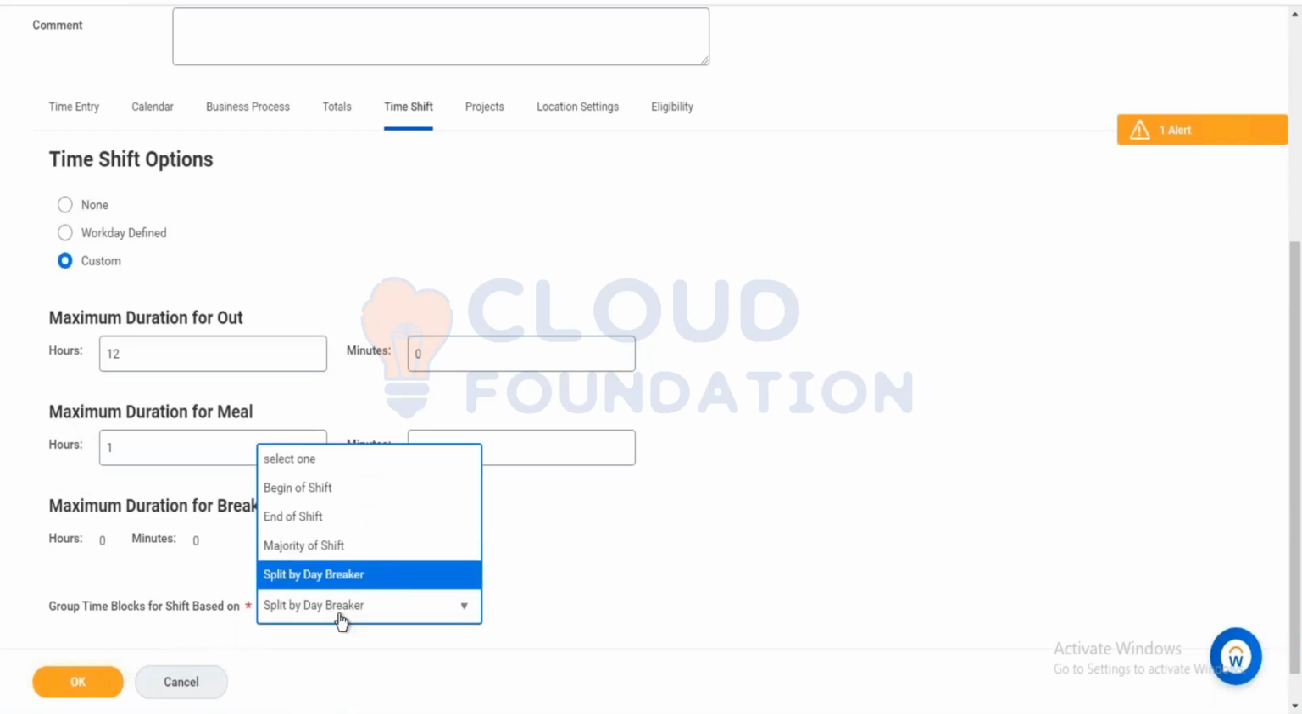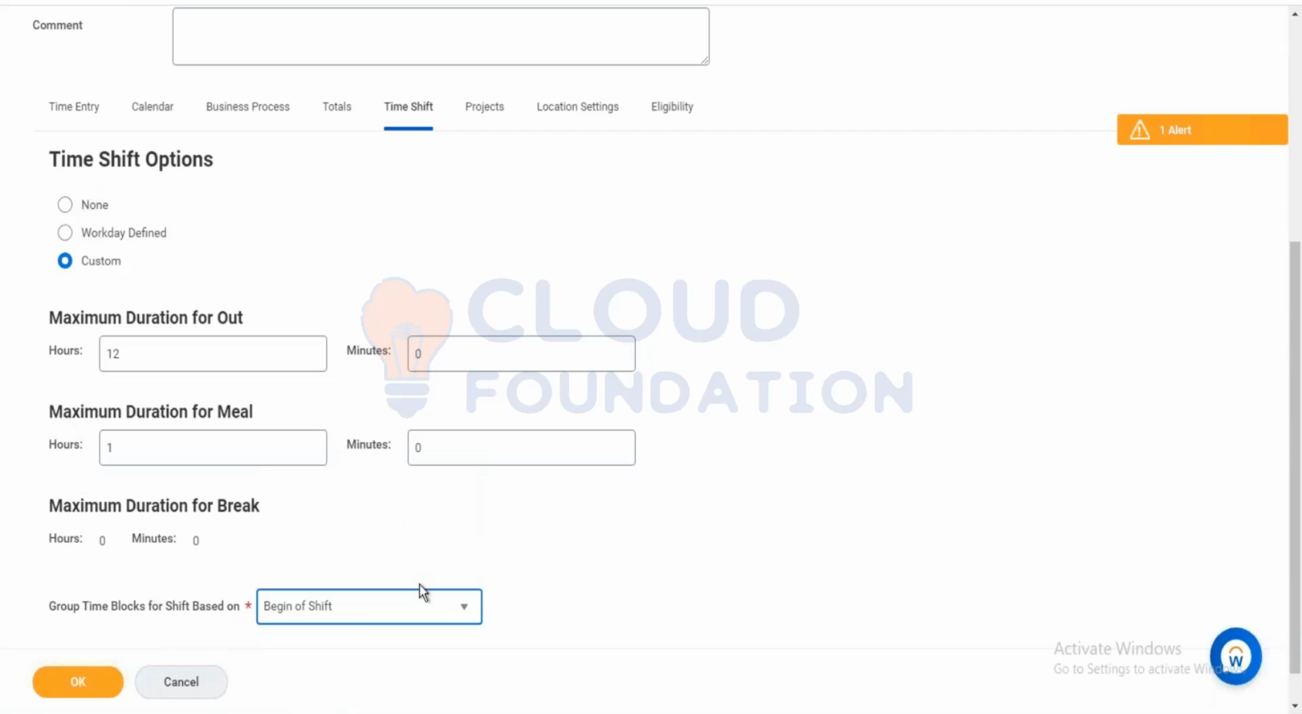Now, the group time blocks for shift base will always look at the calculations based on the way you have created it. If you make it split by day breaker, which would be after 12 p.m., the calculation would be running on the day 2 basis. Before 12 p.m., it would be running on the day 1 basis. This is how split by day breaker works.